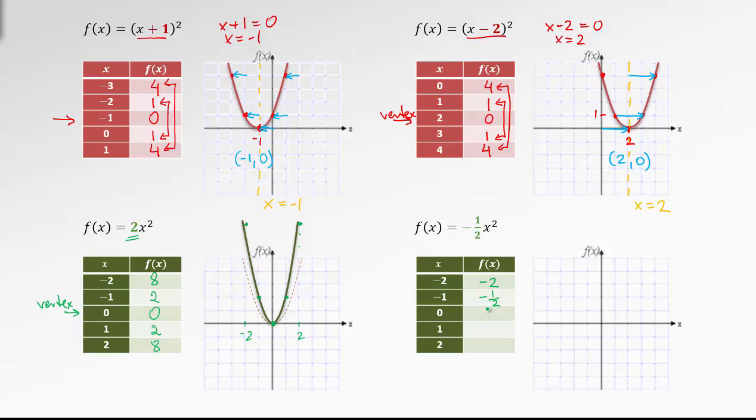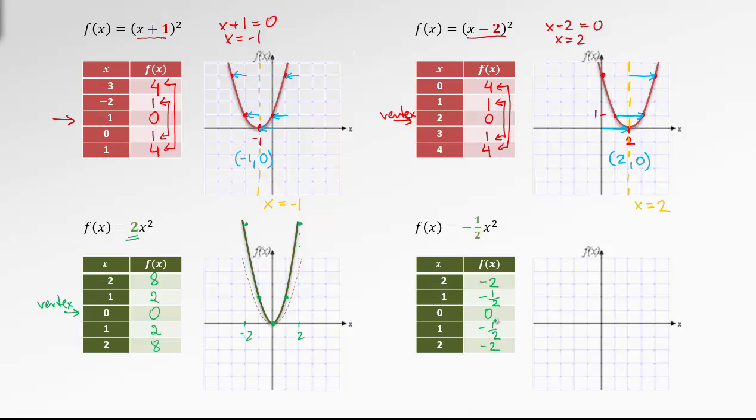0 times anything is still 0. 1 will result in -1/2 again, just because when we square 1 or -1, the value is exactly the same. Similarly with 2, it gives us the same value as for -2, so it's -2.